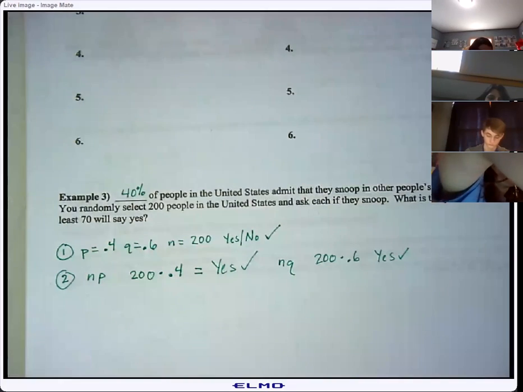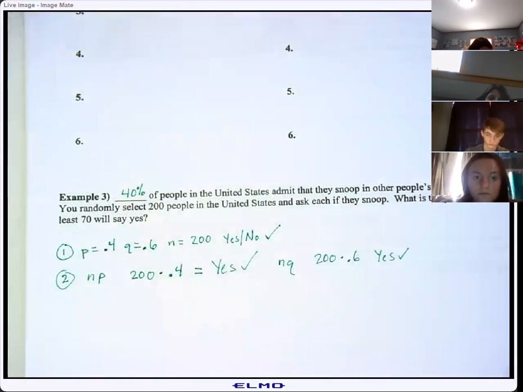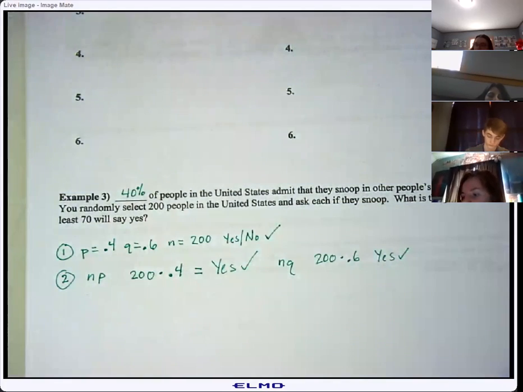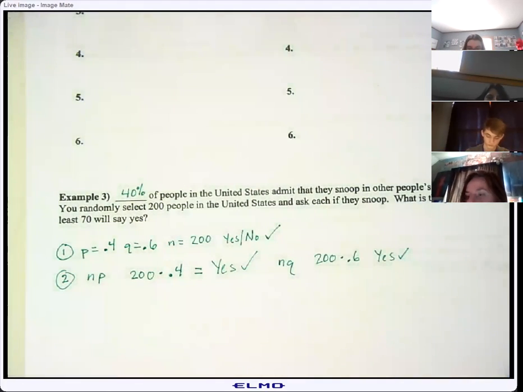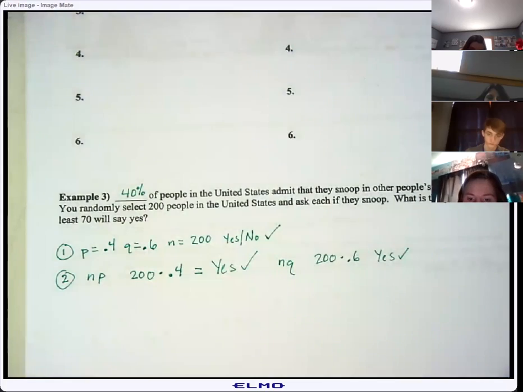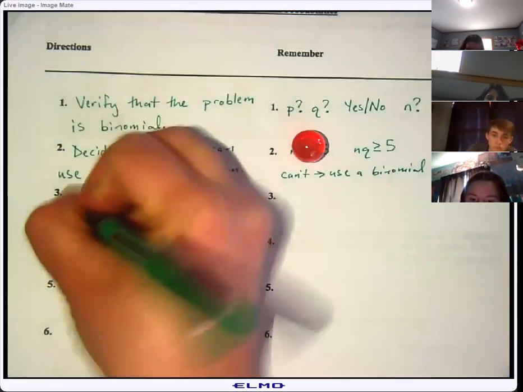And so if it's a close call, use your calculator. But if it's not even close, like this is definitely bigger than 5, there's no reason to do it. Sweet. There you go. We're almost done. Going back up to the top, step 3. Find the mean and standard deviation.